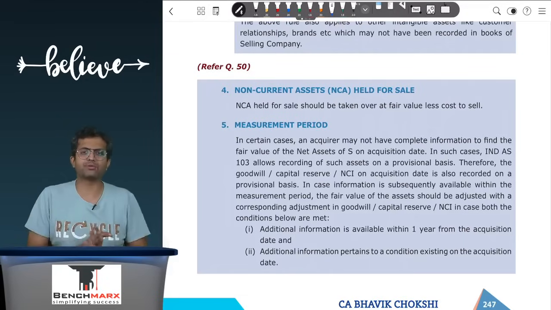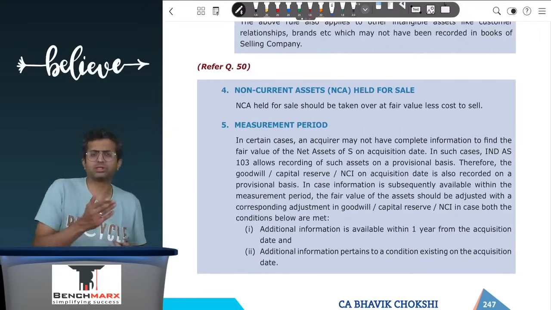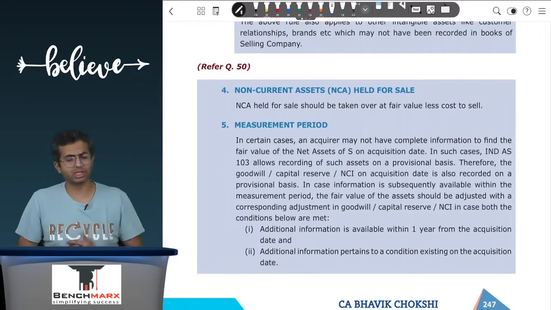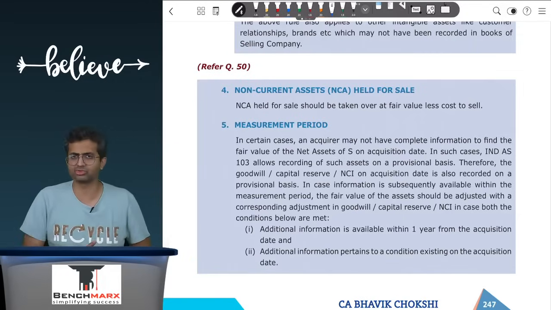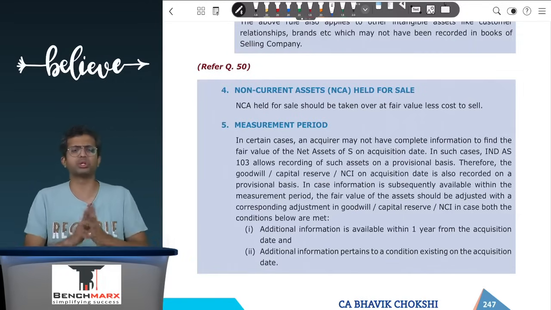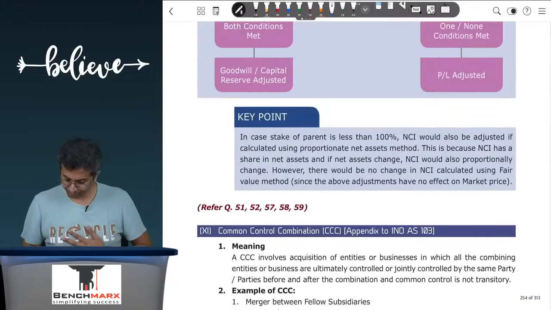If you have, let us say, an 80% stake, then your assets will be reduced by 100. 80% in a partial goodwill case will be adjusted against the goodwill, and the remaining 20% of those assets are attributable to NCI, and hence it is adjusted against the NCI as well. So measurement period adjustments can be asked in the question, in the exam.